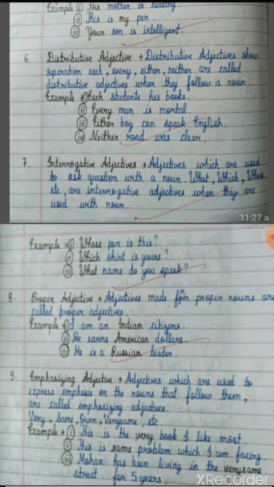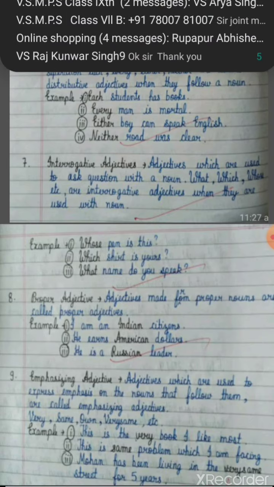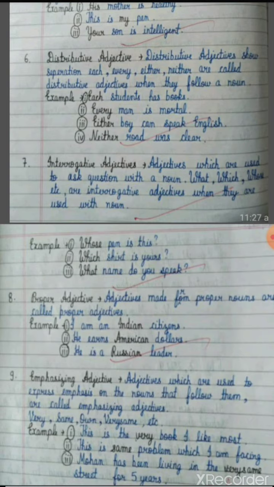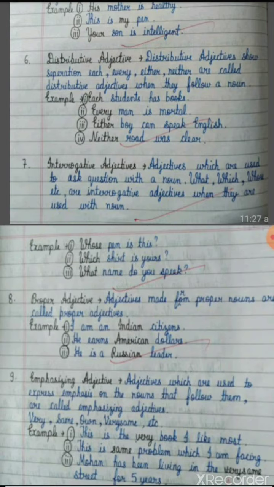So, whose pen is this? Here pen is a noun and we use a question word with it. Whose pen is this? So here whose tells us that it's an interrogative adjective. Which shirt? Shirt is a noun here and we use the question word which with it. So which is an interrogative adjective. What name do you speak? Name is a noun and we also use a question word with it. So what here is a question word and it tells us that it's an interrogative adjective.